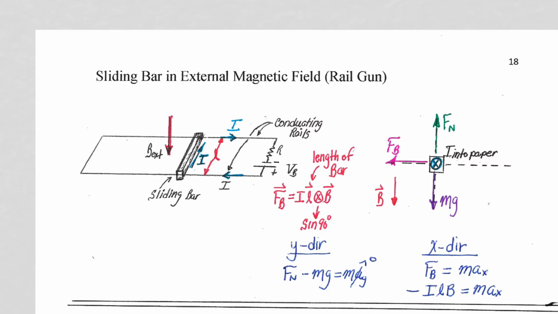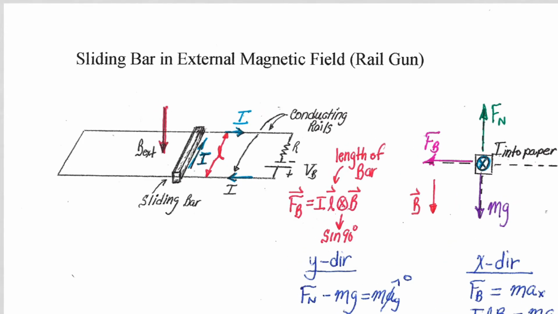So that's our battery. Let me zoom in here. That's our battery here, driving a current. I'm going to use conventional current now, down the conducting rail, across the bar, back down the rail, and then completing the circuit. So there's our current. We have an external magnetic field, in this case oriented downward.